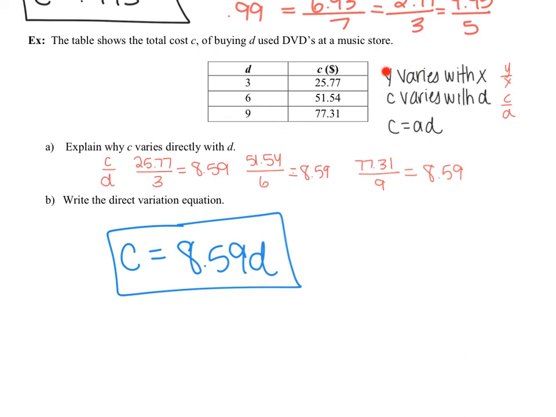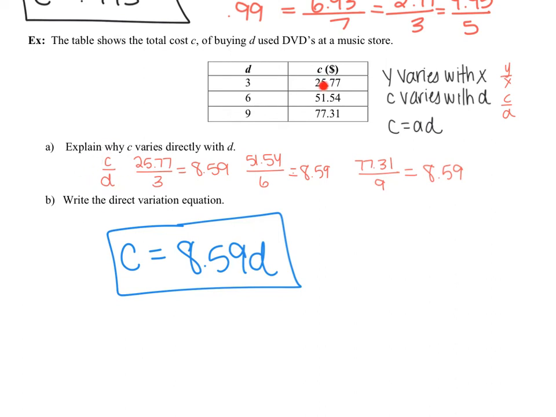Okay, so if I start with the sentence, y varies with x, and then C varies with D, I know that C is really y and D is really x. So instead of y equals ax, I can set up C equals aD. To explain why C varies with D, normally to explain direct variation, you divide y by x. But in this case, y I said was C, so I'm going to divide C by D. If every time I divide C by D, it's constant, then it's direct variation.